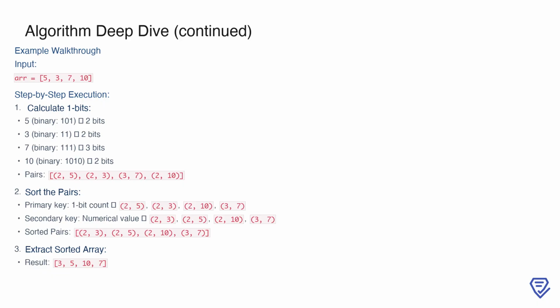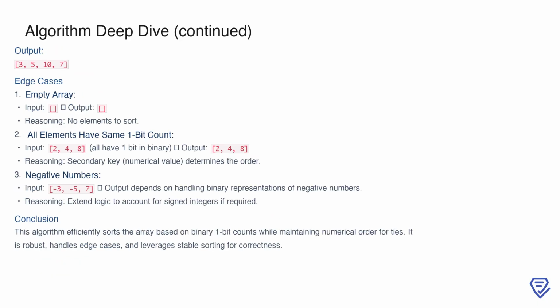Next, we sort these pairs. By the primary key, the 1-bit count, we arrange them as (2, 5), (2, 3), (2, 10), (3, 7). Then, using the numerical value as the secondary key, we refine the order to (2, 3), (2, 5), (2, 10), (3, 7). Finally, we extract the integers from the sorted pairs, resulting in the output array [3, 5, 10, 7]. This demonstrates how the algorithm effectively sorts the input based on the criteria. The final output for our example is [3, 5, 10, 7].